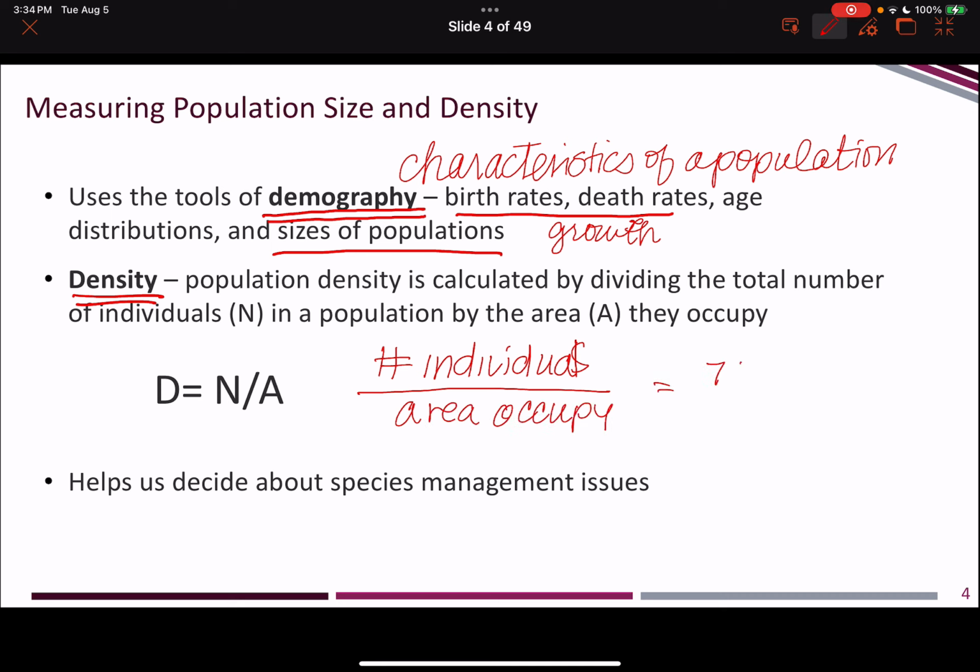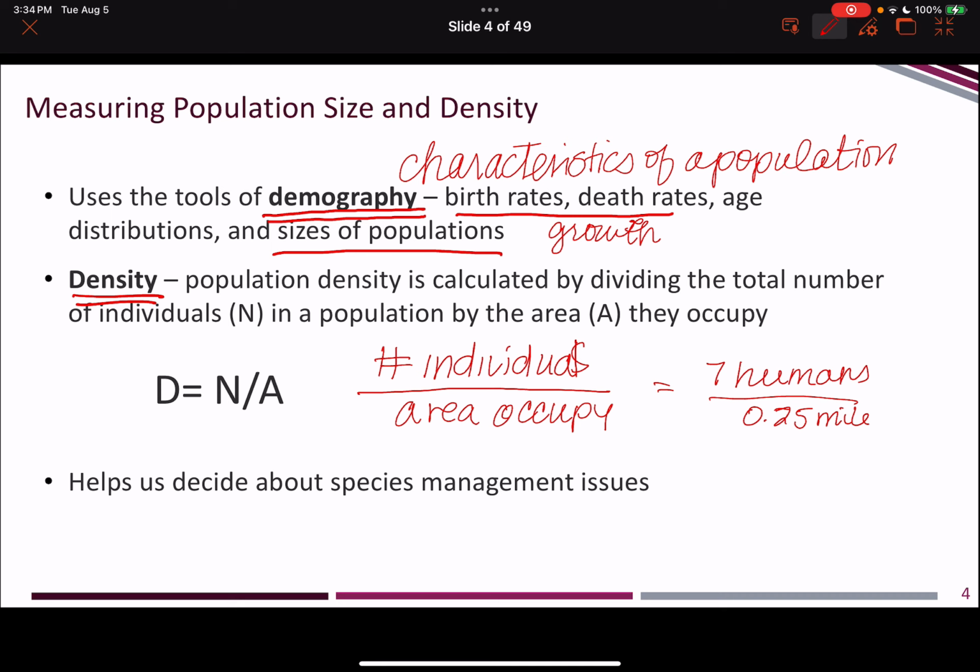So this might be 7 humans per quarter mile or something like that. It might be 150 deer in a 10 hectare property or something. But density is going to tell you per area. And so it's going to give you a little bit more information on the resources that they're using and the area that they're taking up.